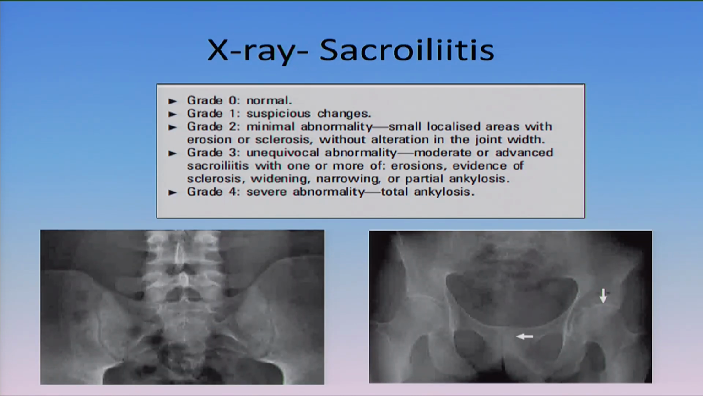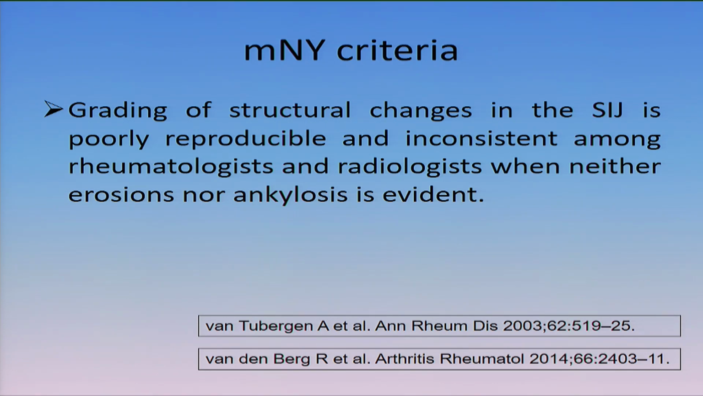Okay. So when we look at the X-rays of the SI joints, we all know that grade 0 is normal and grade 4 is total ankylosis. And these are the grades which are very clear to be commented upon in our routine clinical practice. But grades 2, 1, and 3 are quite difficult. But when you consider the modified New York criteria, these are the basis for somebody to be classified as spondyloarthritis.